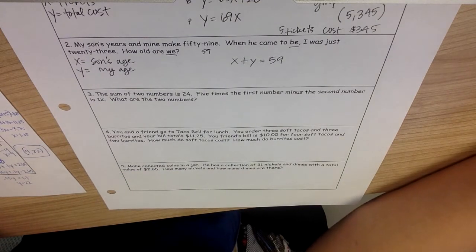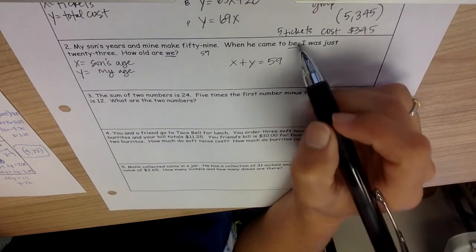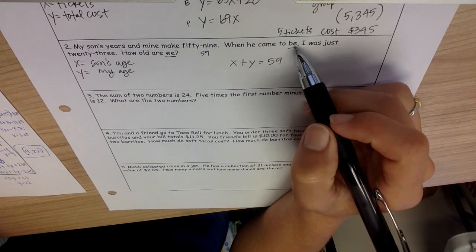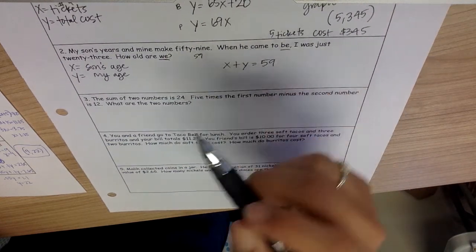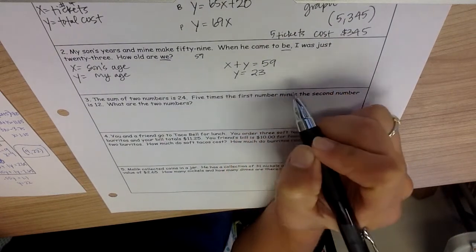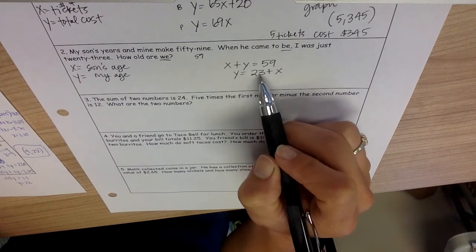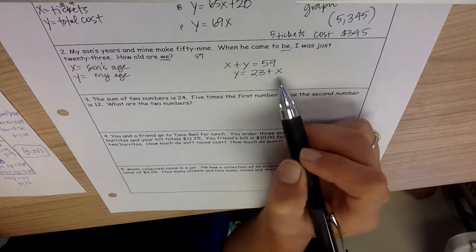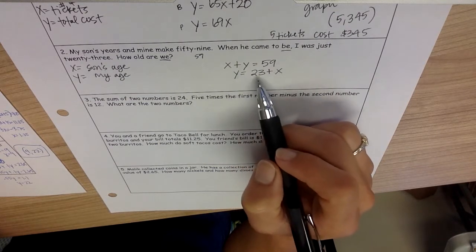When he came to be, I was just 23. So that means when the son was born, when the son was 0, the mom was 23. There are a couple of different ways you could write it, but what makes most sense to me is that the mom was 23 when the son was born, and that would be 0 age, the mom was 23. There are other ways you could write it, though. You could write y minus 23 is x. You could say x is equal to y minus 23.